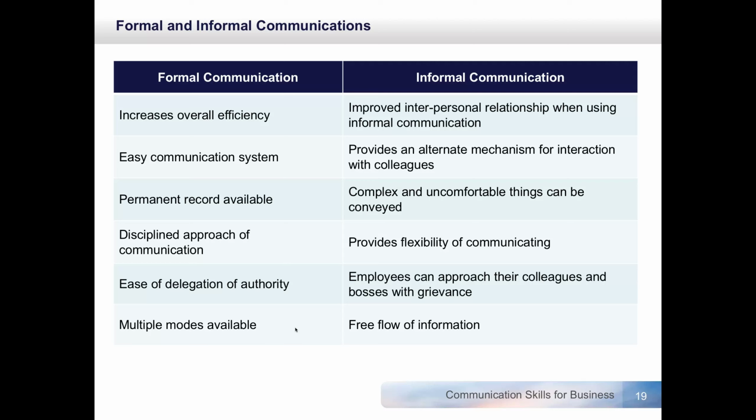The other classification that we will look at very briefly, conscious of time, is formal and informal communication. Now, there are ways to communicate or transmit the message, and in some cases what we do is in the form of something called formal communication. Formal communication basically looks at increasing efficiency, looks at these points which are on the left hand side: easy communication system, permanent record, disciplined approach. And in some cases it also looks at delegation of authority, and multiple modes are available.